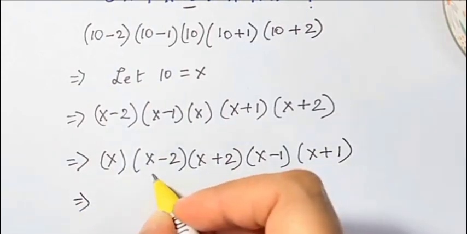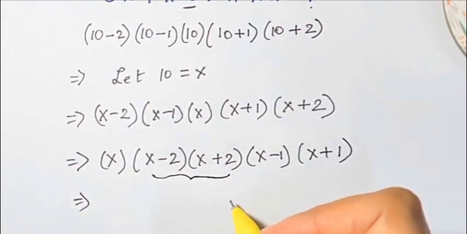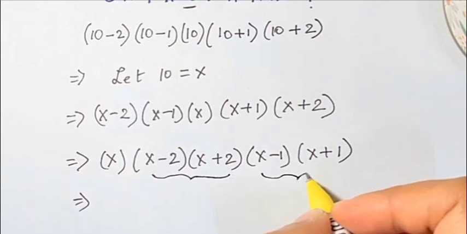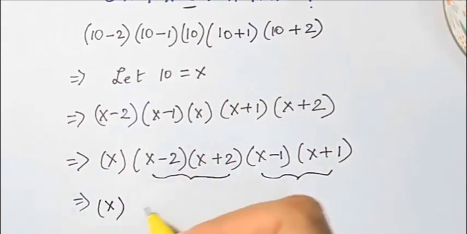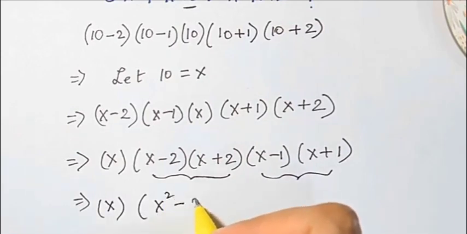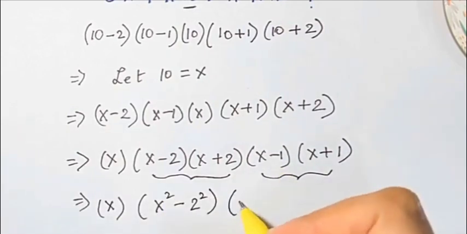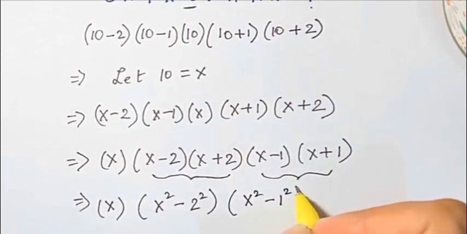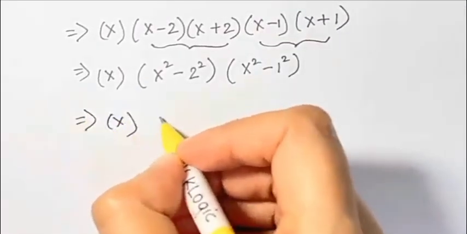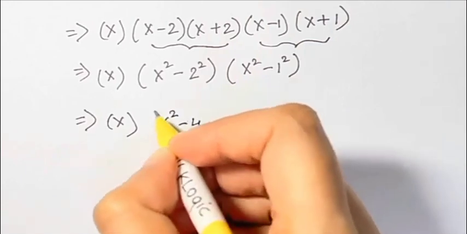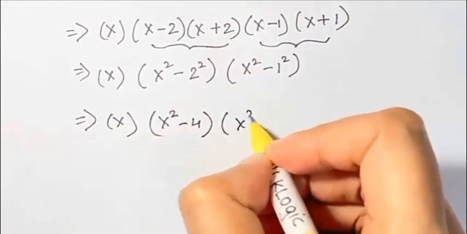Now if you see, this is an identity, a plus b times a minus b, and this as well. So that's a square minus b square. So x times x square minus 2 square, and this is x square minus 1 square. Now what are we going to get? X times x square minus 4, and this is x square minus 1.